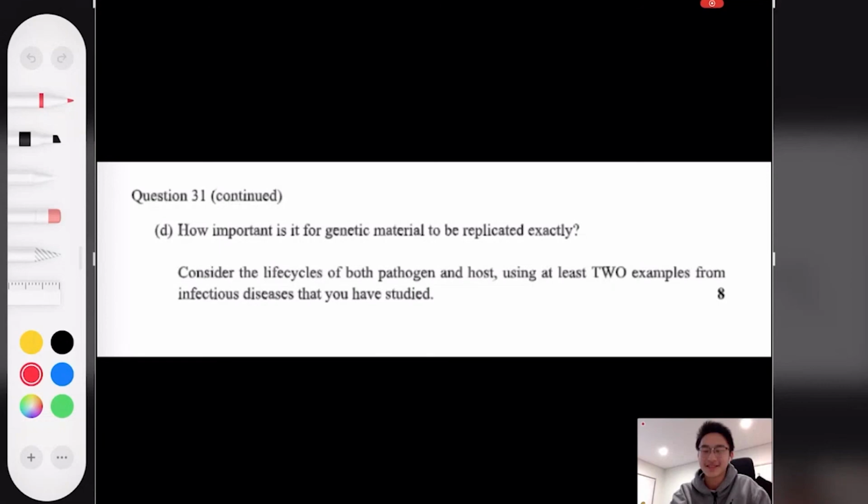Anyway, we'll come right into this one. How important is it for genetic material to be replicated exactly? Consider the life cycles of both a pathogen and a host, using at least 2 examples from infectious diseases that you have studied. I think if I was a teacher and I was to write a trial question, this would probably be the question I would write, because I've thought about this so many times and I was waiting for them to give you a question about this.